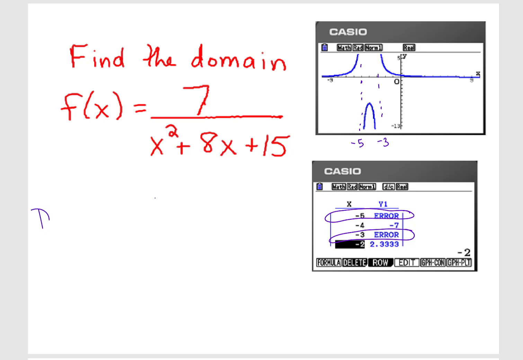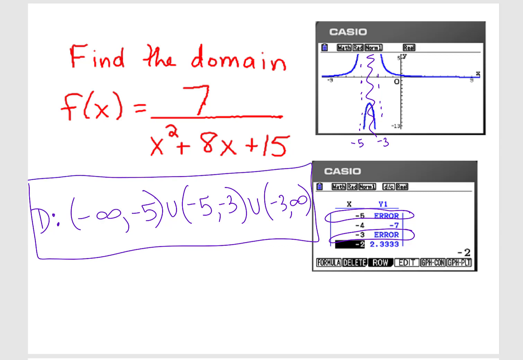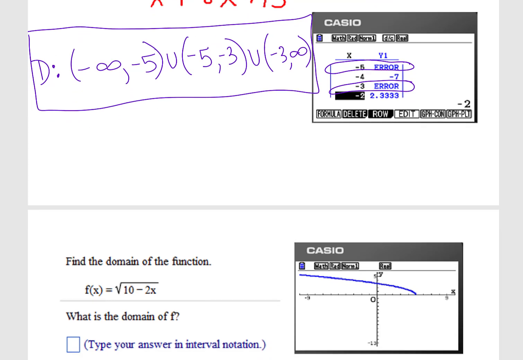Well, we said negative infinity to negative 5, union, negative 5 to negative 3, so that's this middle portion right here, union, negative 3 to infinity. If you see 3 parts of the graph, then you know that there'll be 3 intervals, right? But be careful, because if your window is not showing all 3 parts, then you might be like, oh, there's 2 parts, so there should only be 2 intervals. No, there's 3 parts here, so there's 3 intervals.